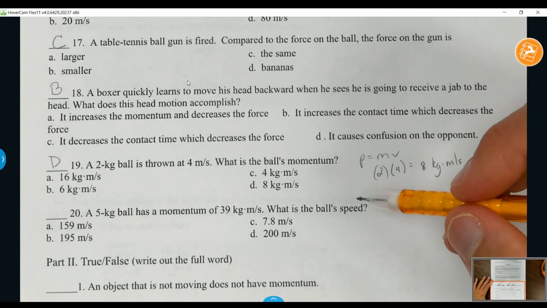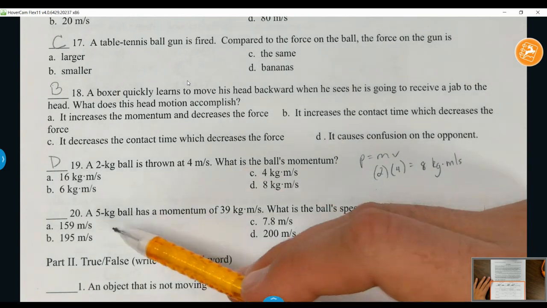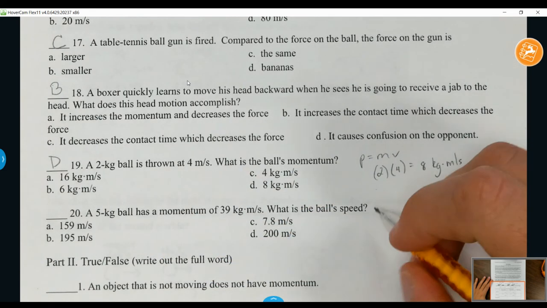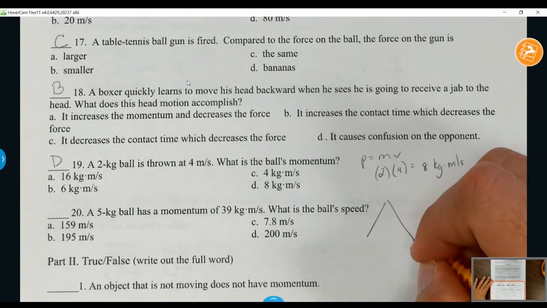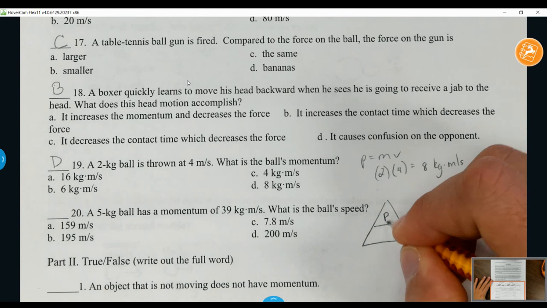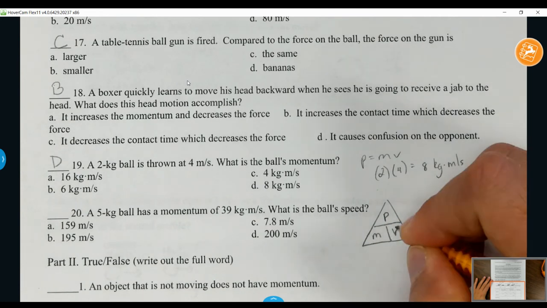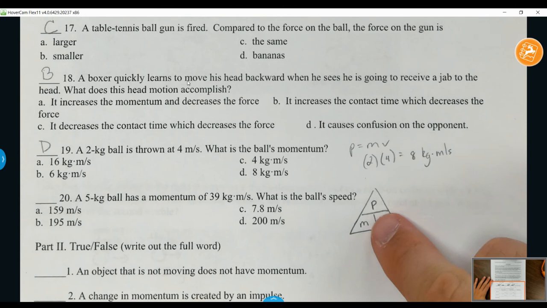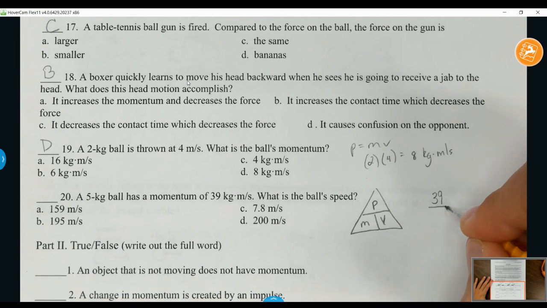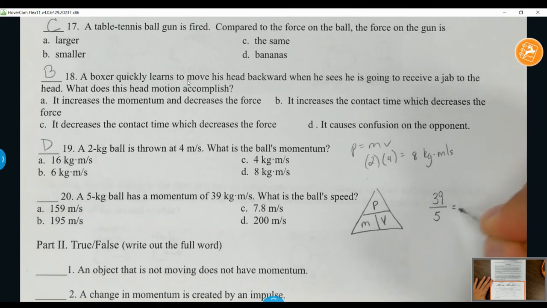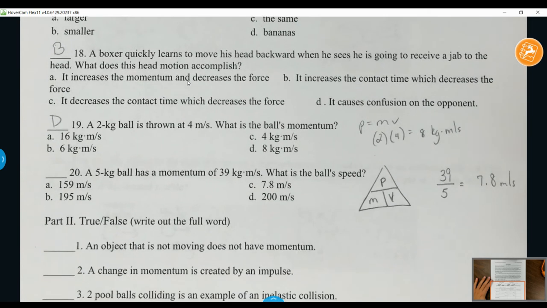In here, you have a mass, you have a momentum. So to get the speed of the ball, to get V by itself, cover it up, and then it's going to be momentum divided by mass. So if the momentum is 39 and the mass was 5, you're going to divide out, and you should get 7.8 meters per second.